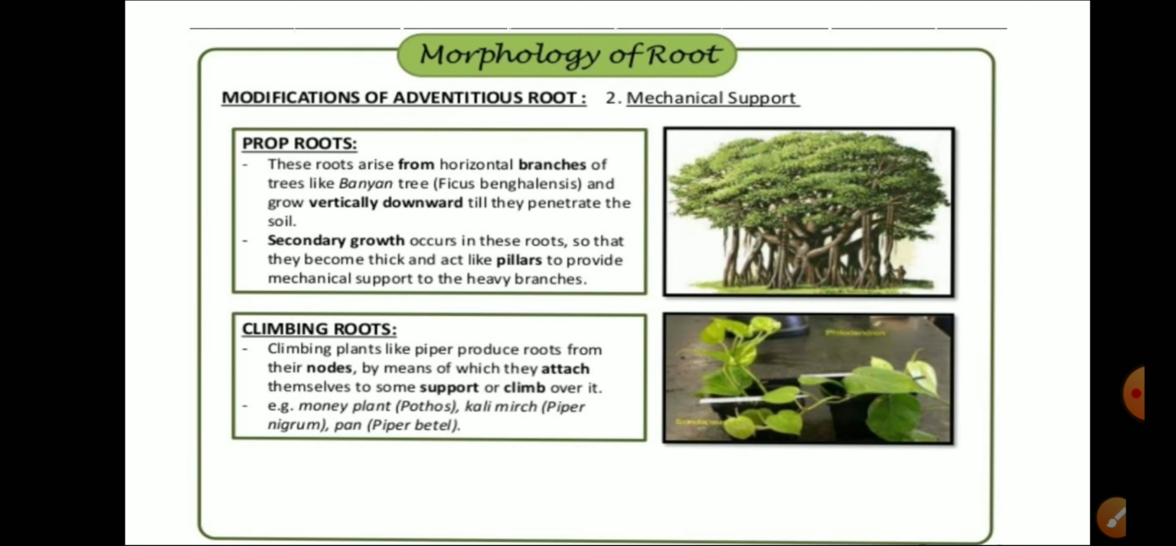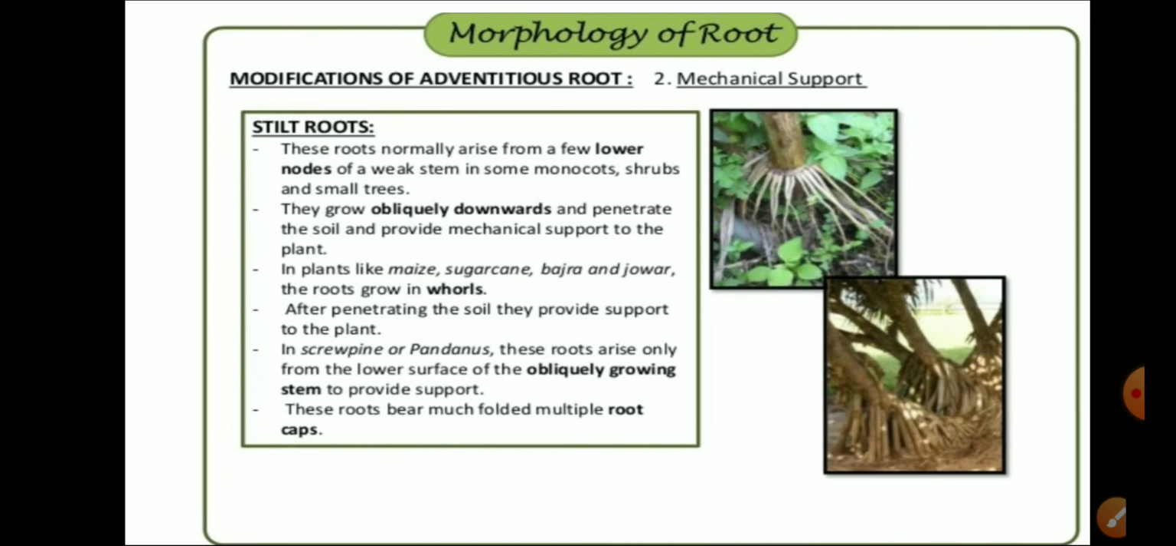Then we have certain other modifications of adventitious roots, for mechanical support. The example is prop roots. You may have seen in the banyan tree that horizontal branches give rise to roots that grow vertically downwards. They penetrate the soil. Secondary growth occurs in these roots so that they become thick and act as a pillar. Climbing roots may also be present in certain plants that play a role in support and climbing, for example money plant.